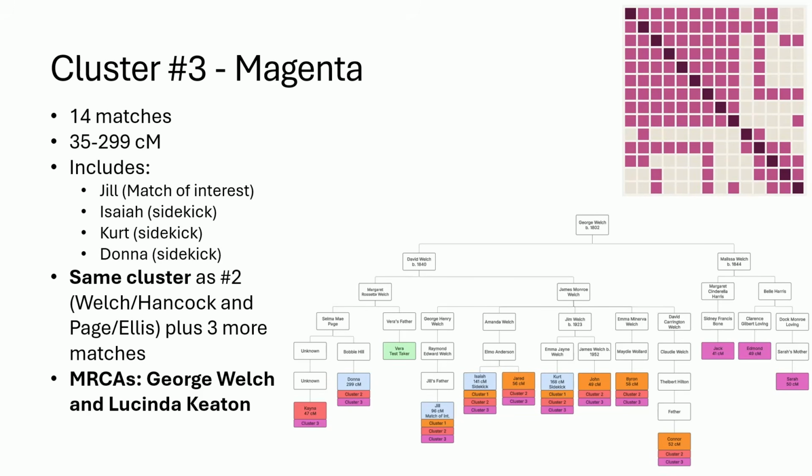What's interesting is that because cluster number 2 actually had 2 ancestral couples, some of the people in that cluster are not overlapping with the George Welch descendants through Melissa Welch. And so you can see a little bit of separation in this cluster, showing 2 different clusters kind of forming, one at the top left, one at the bottom right. Those 3 new matches that were added in, some of them overlap with the other cluster and some of them don't. So we have these 2 sections: the Welch-Hancock and Page-Ellis double cousin cluster, and then the Welch-Keaton cluster at the bottom right.